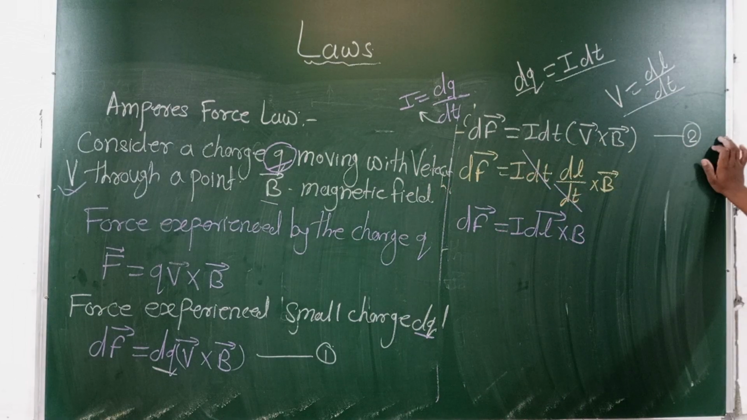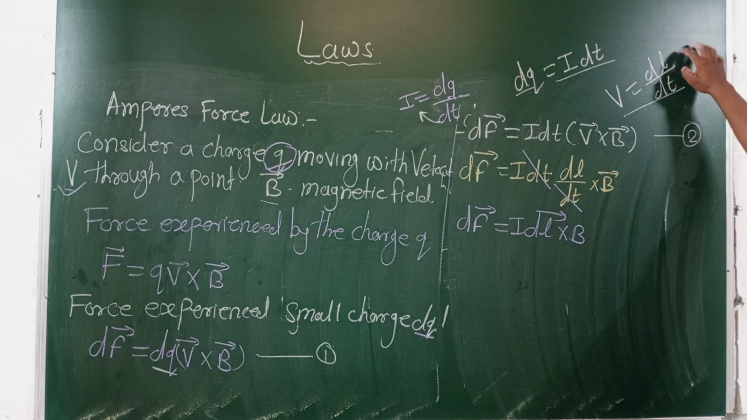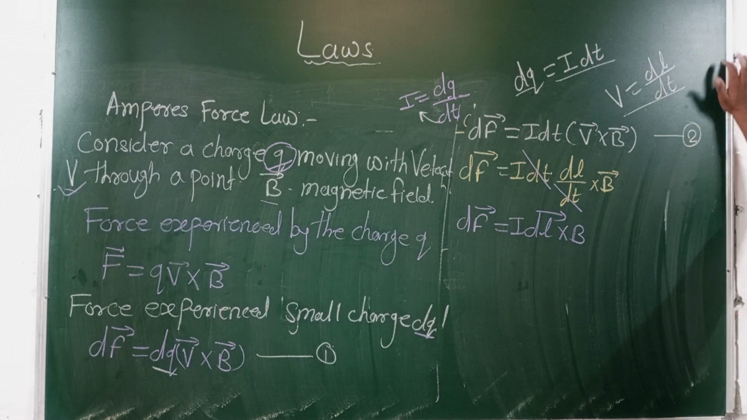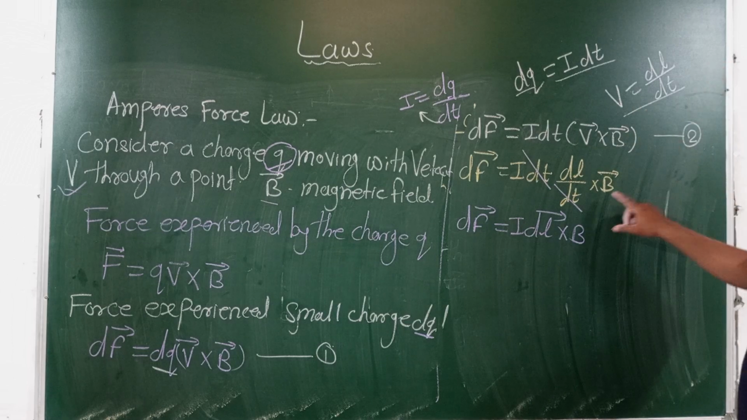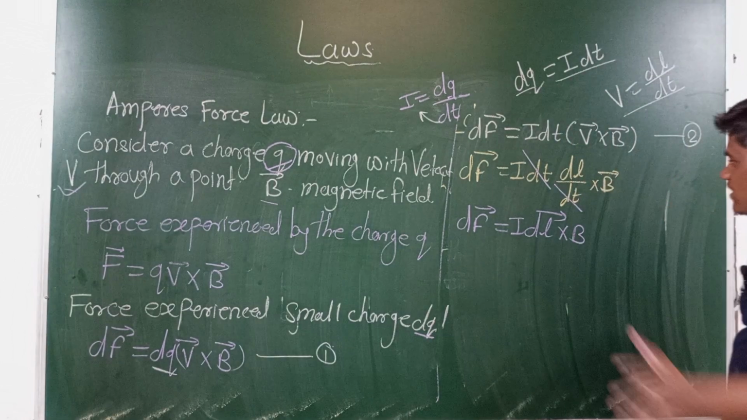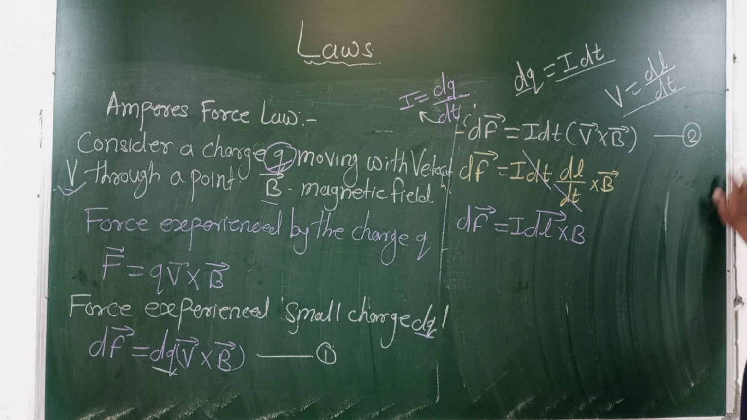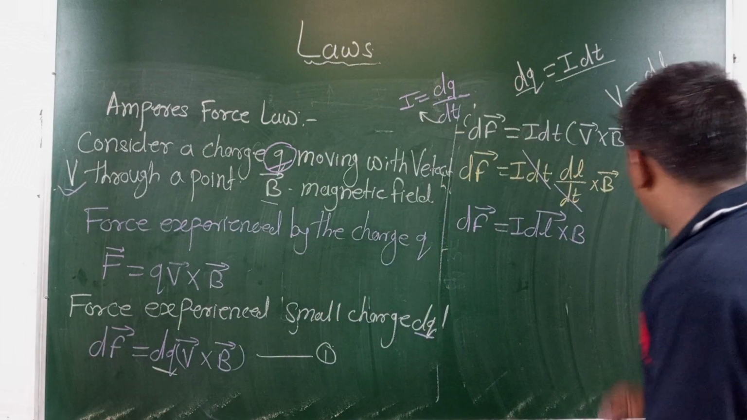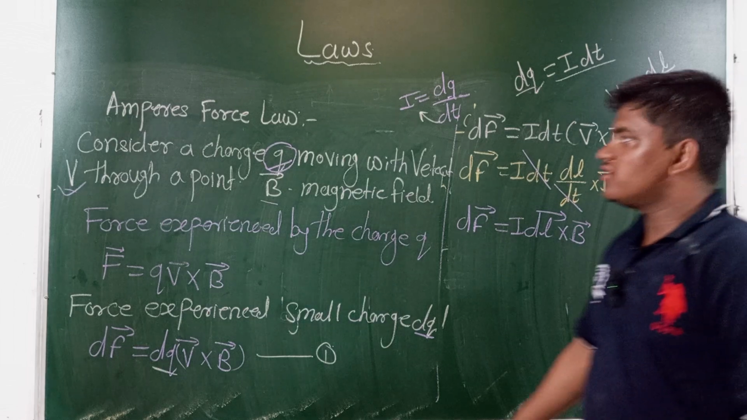Equation number 2. Then we know that the velocity is equal to distance upon time, or the speed of the particle is equal to length upon time. We substitute the value of v in equation number 2 and we get this equation. The same terms which are present in the numerator and denominator get cancelled, so dt is cancelled here and df is equal to I dl cross b bar. Here b bar is also a vector quantity. This is called the Ampere's force law.